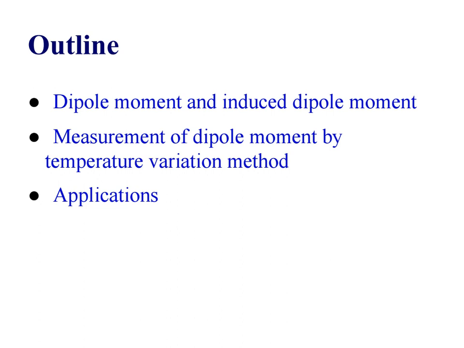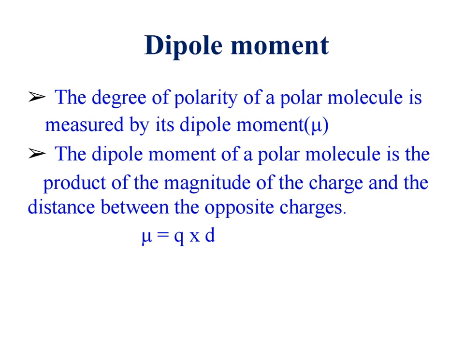Let's start with dipole moment. What is dipole moment and what is the importance of dipole moment? That is, what information do we receive from the dipole moment data, and what is dipole moment? Let's take a molecule AB, which is formed by a covalent bond.